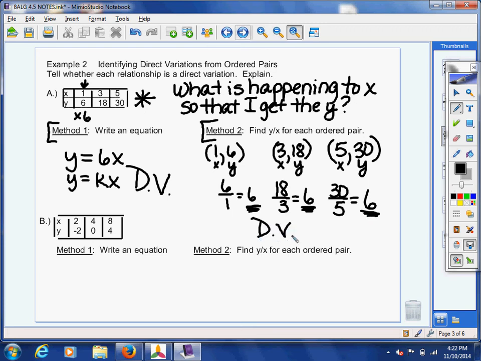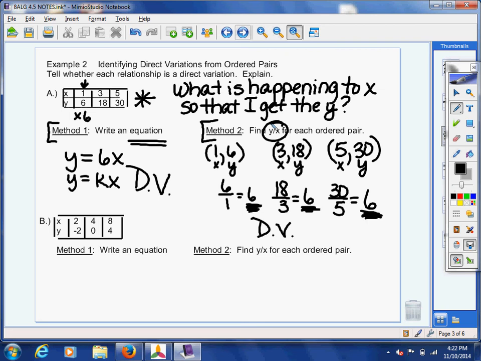Now, if those numbers were different, let's say you got a 6 and that was a 2 and that one was a 5, they were all different, that's not a direct variation. A direct variation means all 3 points on your table have the same ratio y over x, and that's what makes it a direct variation. So there's 2 ways here now that you can tell whether a table of points is a direct variation or not. You can do the equation, you know how to do that, or you can just do the y over x. Whatever makes you happy, makes me happy.